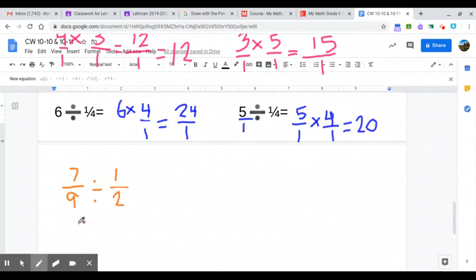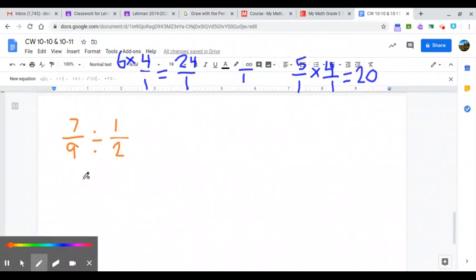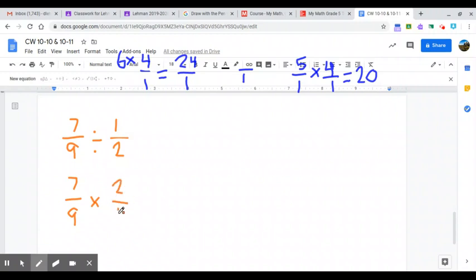Well, if I stay with the same thing, and I am going to give myself some more room to work. If I'm going to do 7/9, I'm going to keep that, right? Keep me. And then we have the change me, so that goes to multiplication. And then we have the flip me, 1/2 now becomes 2/1. So now I have a totally different problem than what I was doing up here when I only had a whole number. So I still multiply across. So 7 times 2 is 14. And 9 times 1 is 9.